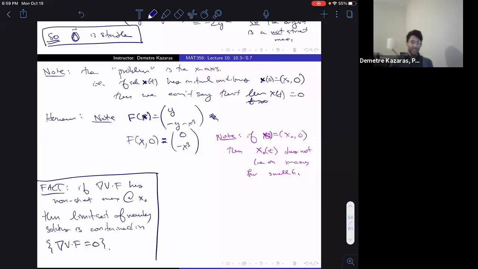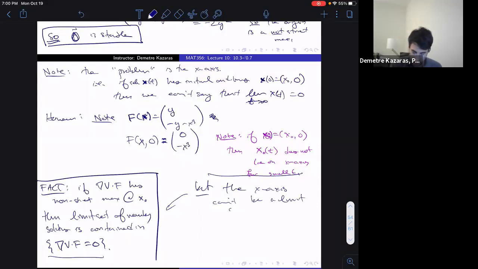But what this says is that the limit set has to be contained in the x-axis, but just the x-axis can't be a limit set, because the capital F points out of it, away from the origin, except at the origin 0, 0.